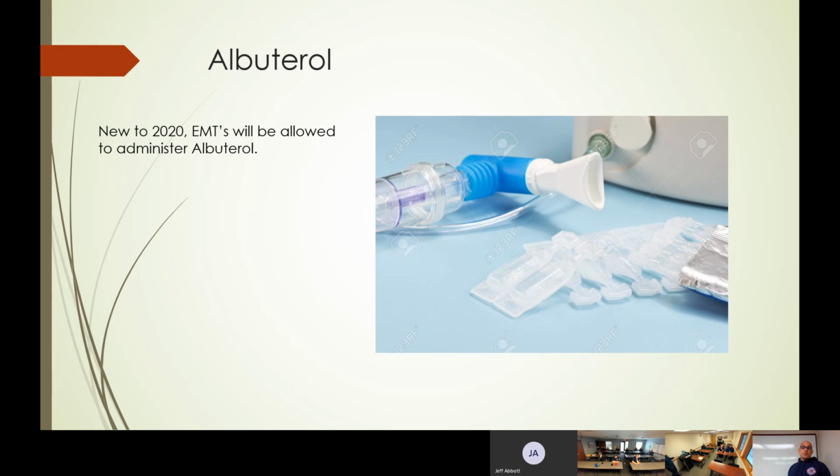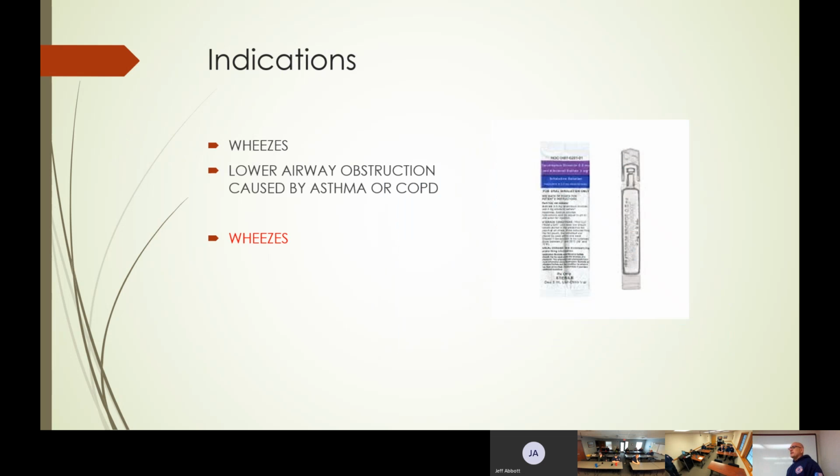So new for 2020, EMTs will be allowed to administer albuterol. And I think the next photo makes this all worth it. Yeah. So indications for it are wheezes, lower airway obstruction caused by asthma or COPD, and then I guess bold red wheezing. I'm not sure why it's on there twice, but what do you guys, medics, don't say anything yet, but what do you see in this photo that is not right? Yeah, that's not albuterol, right? So that's not the albuterol 2.5 that we're supposed to be using. So this is not what we're looking for.